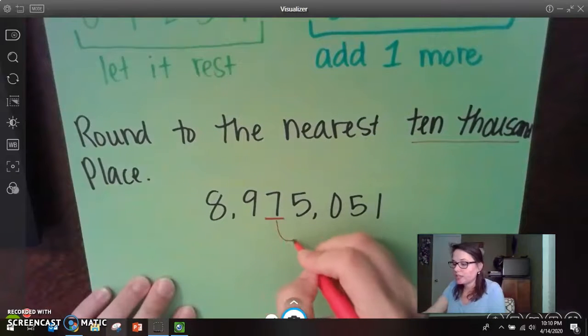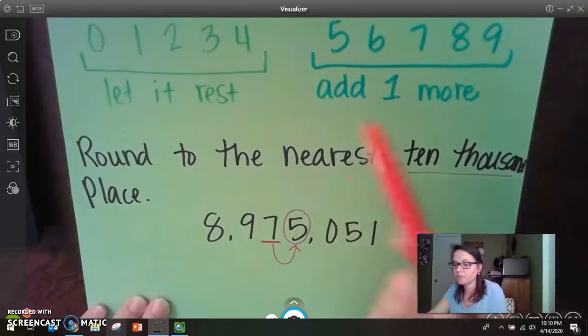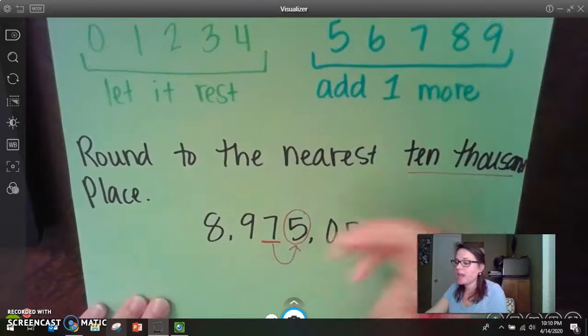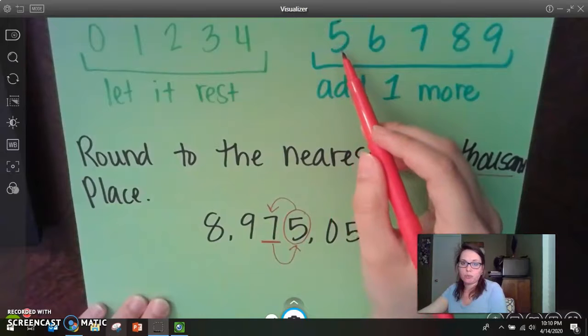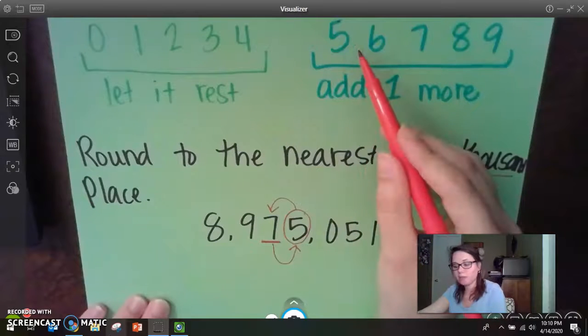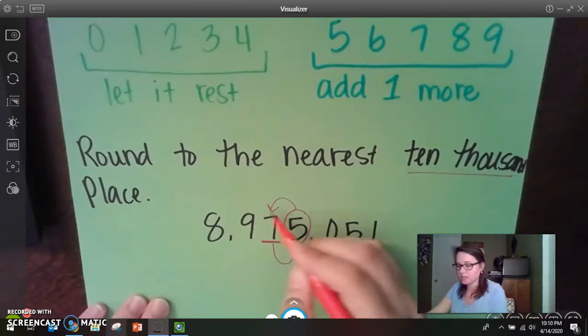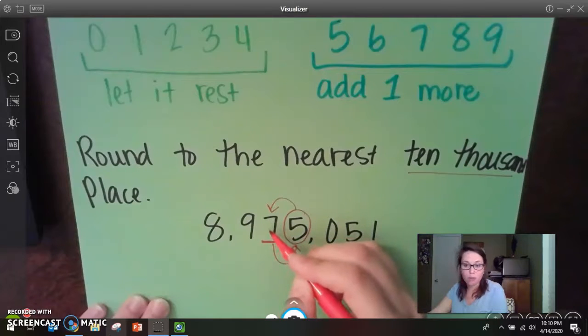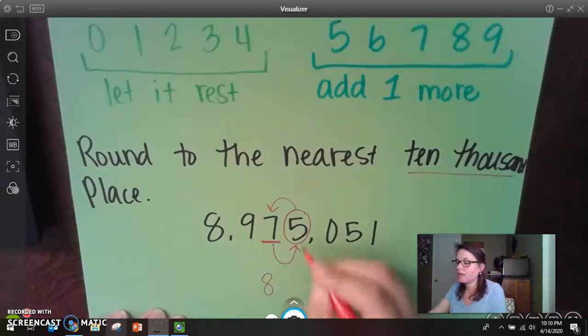So I'm going to take a look next door. And it is a 5. So I want to know, what is that 5 going to tell me to do? Is it letting my number rest by rounding down, or is it adding one more to this 7? Well, the 5 is in the add one more spot. So that means that the 7 in the 10,000s place is going to have one more added to it. 7 plus 1 is 8.